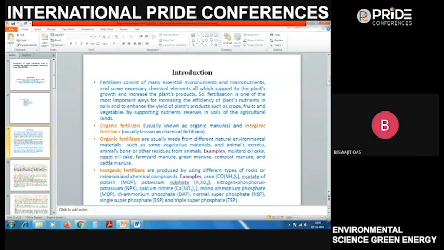On the other hand, inorganic fertilizers are produced by using different types of rocks, minerals and chemical compounds. For example, phosphate rocks, potassium rocks, and compounds are used generally for production of inorganic fertilizers. These are examples of inorganic fertilizers.